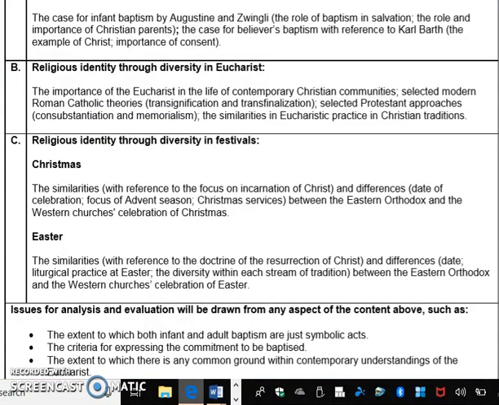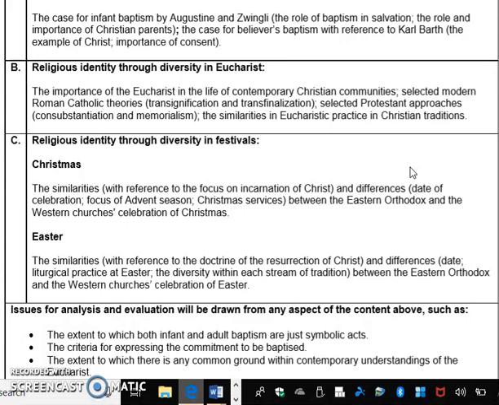Theme 4B is the importance of the Eucharist in the life of contemporary Christian communities. So as a question, that would be: explain the importance of the Eucharist in the life of contemporary Christian communities. Selected modern Roman Catholic theories. Selected Protestant approaches. And similarities in Eucharistic practice in Christian traditions. On the 2017 AS paper, there was a question on selected Protestant approaches. That's the only question there has been.